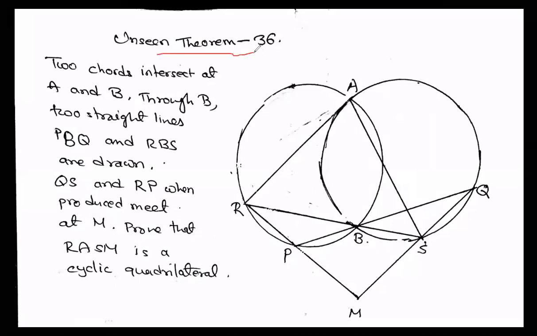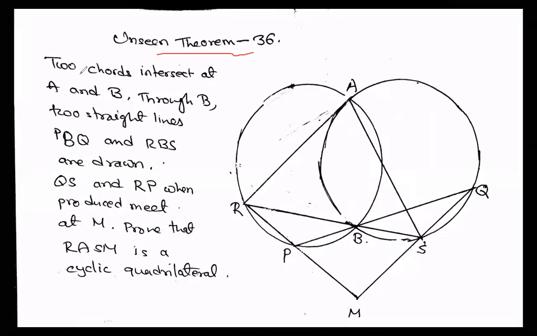Theorem number 36. In this theorem, two circles are given. There is an intersection given over here, and there are two chords. Two chords intersect at A and B.